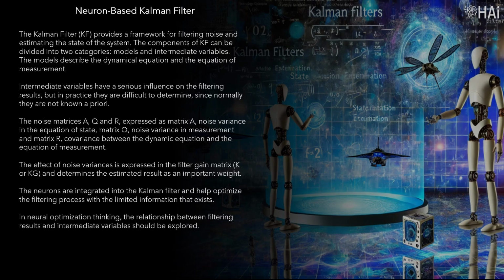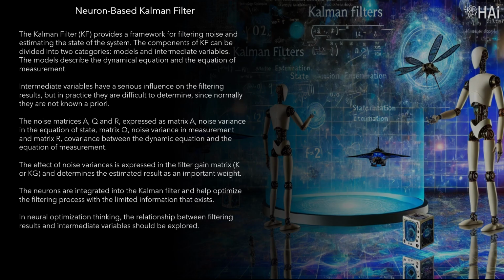The components of KF can be divided into 2 categories: models and intermediate variables. The models describe the dynamical equation and the equation of measurement. Intermediate variables have a serious influence on the filtering results, but in practice they are difficult to determine, since normally they are not known a priori. The noise matrices A, Q and R are expressed as matrix A, noise variance in the equation of state; matrix Q, noise variance in measurement; and matrix R, covariance between the dynamic equation and the equation of measurement.